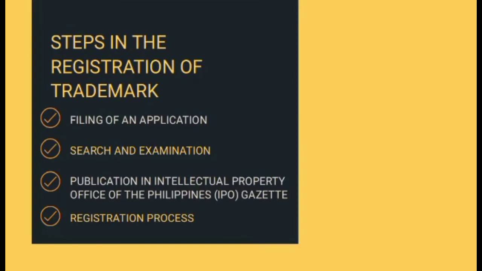Next are the steps in the registration of a trademark. Number one, filing of an application. Number two, search and examination. Number three, publication in the Intellectual Property Office of the Philippines IPO Gazette. Number four, registration process.